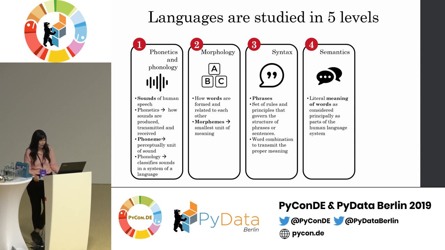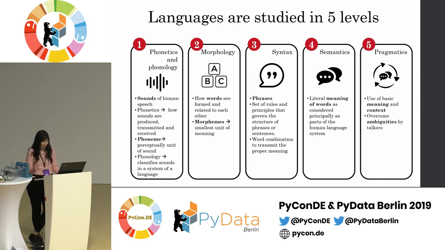Semantics cares about how meaning works in a human language in a basic way. So the literal meaning of a word is considered principally as part of the human language system. On the other hand, pragmatics concentrates on how the basic meaning is used in practice and how the context affects it. So, pragmatics explains how the talkers overcome ambiguities, since the meaning relates also on the manner, the place, the previous knowledge, and the context of a communication.